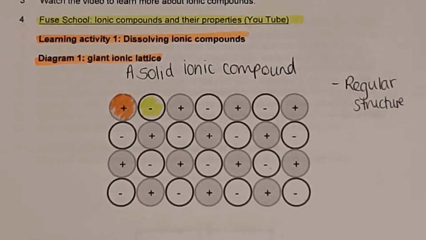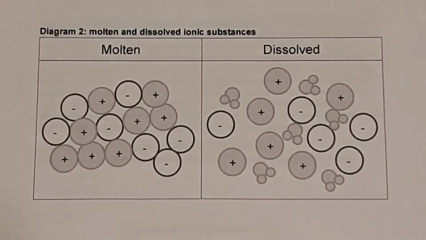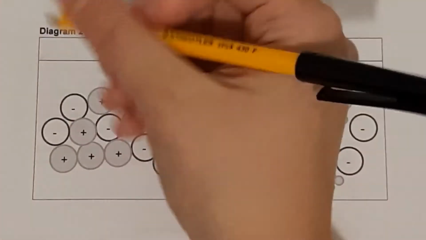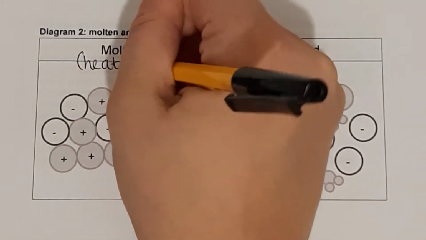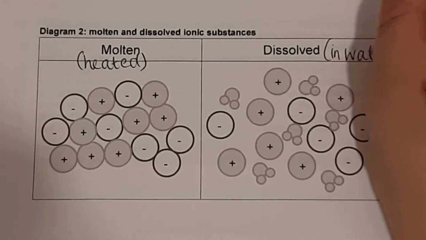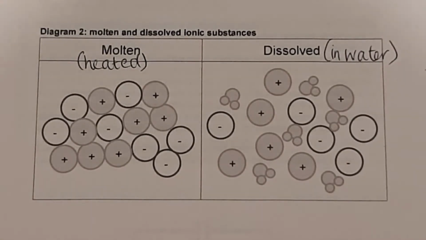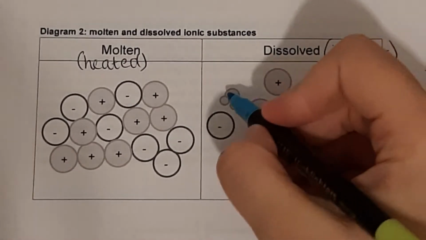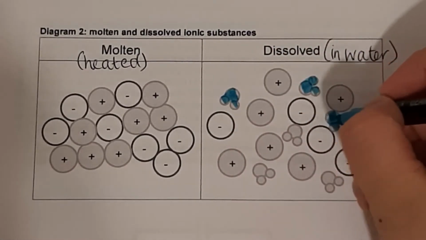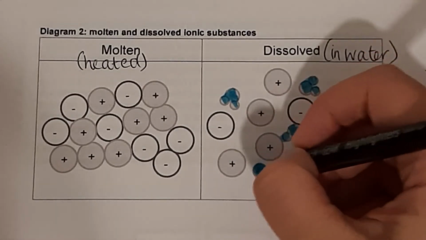So we're going to move on to what this looks like when it is molten and when it is dissolved. Here we have 2 diagrams to show us what the particles look like when they are molten, which is simply when they are heated, and when they are dissolved, which is in water. You can see the water particles in this diagram. I'm going to use a blue highlighter just to indicate which ones are the water particles. They look like little Mickey Mouse heads. So this here is a water particle, and this blue is very dark, but you get the idea. So our water particles are here, and they're highlighted in blue.